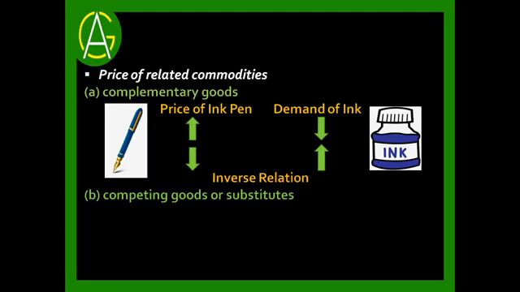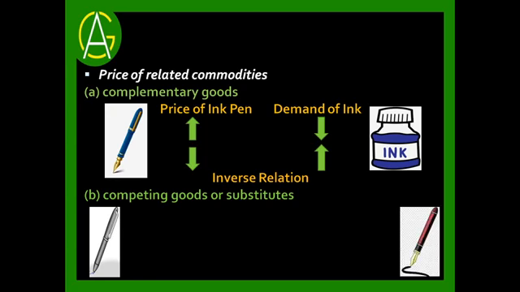Another category of related goods is competing goods, or we can say substitute goods. Substitute goods means the goods which are used in place of one another. Let us take the example. This is a ball pen and this is an ink pen. Now you can use either this ball pen or this ink pen. You can use ink pen in place of this ball pen, or you can use this ball pen in place of this ink pen. So the goods are used in place of one another. These kinds of goods are considered as substitutes.